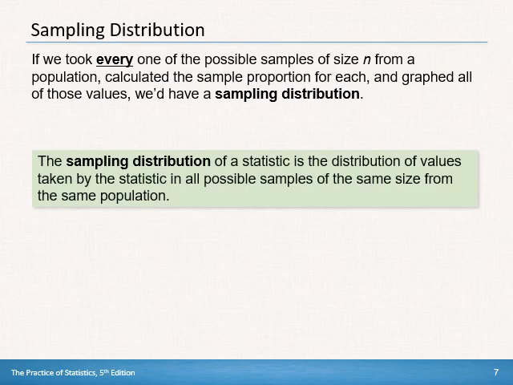All right, so the sampling distribution of a statistic. For us, that's going to be either x bar, the mean, or p hat, the proportion. So sample proportion or sample mean. The sampling distribution of a statistic is the distribution of values taken by the statistic in all possible samples of that same size, whatever size you're talking about, from that same population.